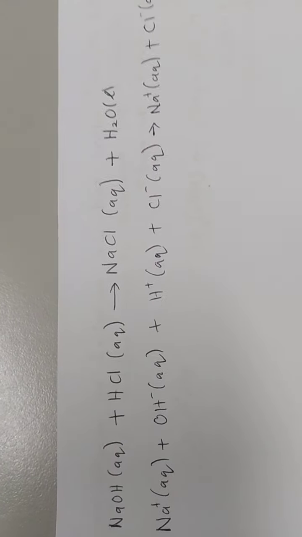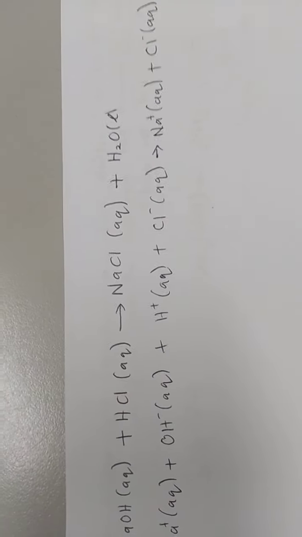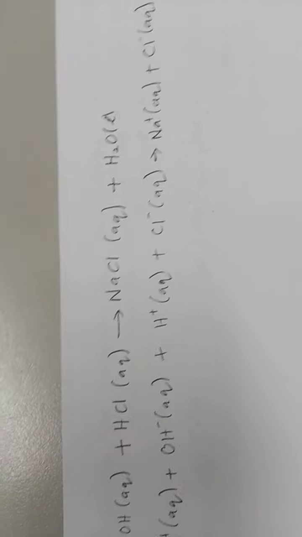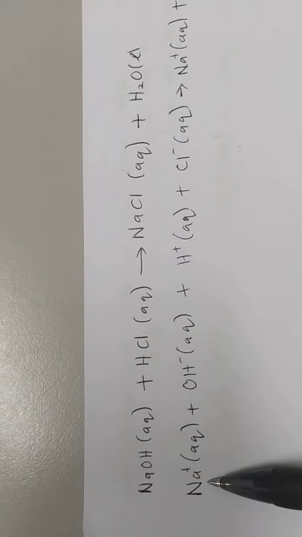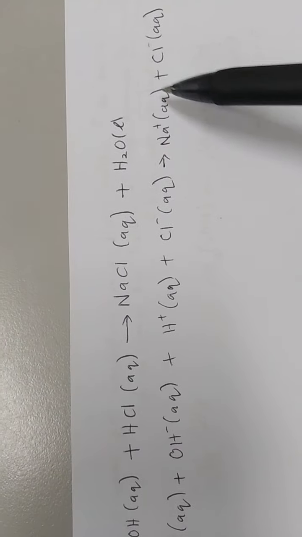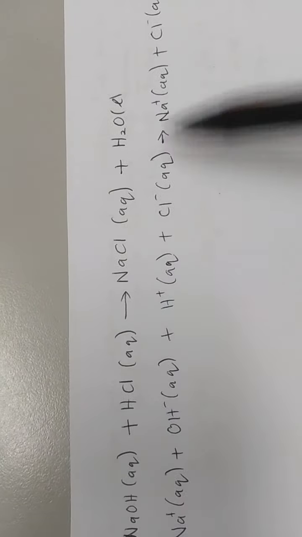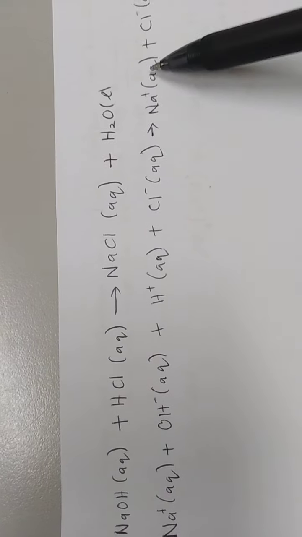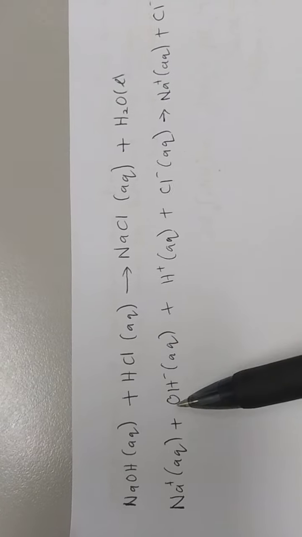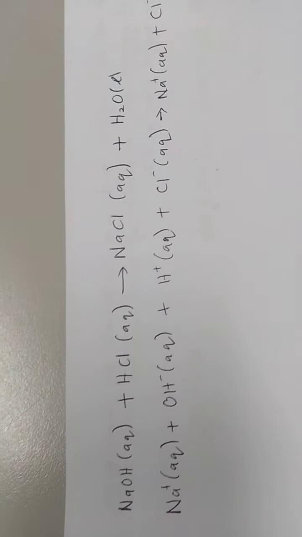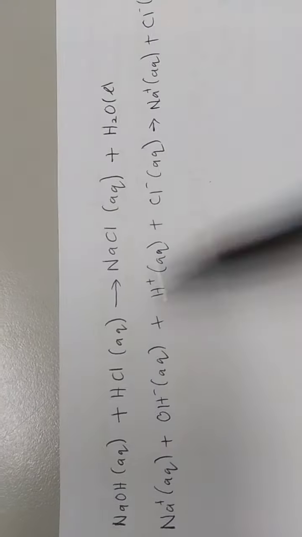Now the next step is to check which ions go through change and which ions remain the same. So let's look at the sodium ion here. On your right hand side, it is the same. It doesn't change because it remains in the aqueous form. Next is the hydroxide ion, but you don't have any hydroxide ion on the right.